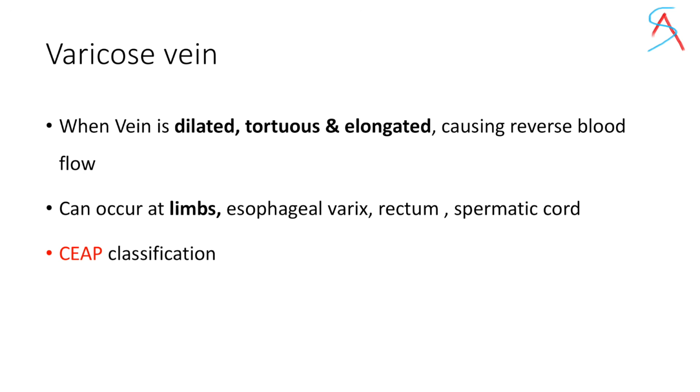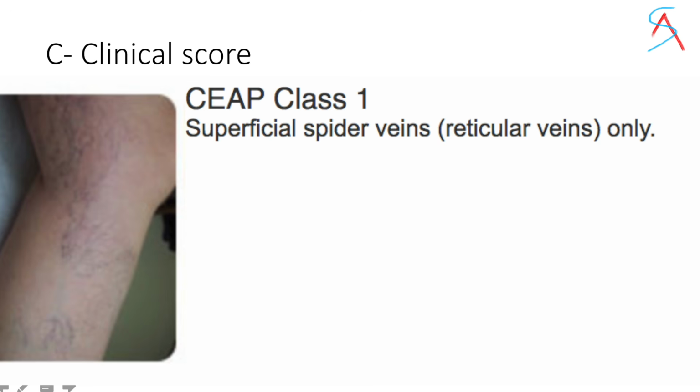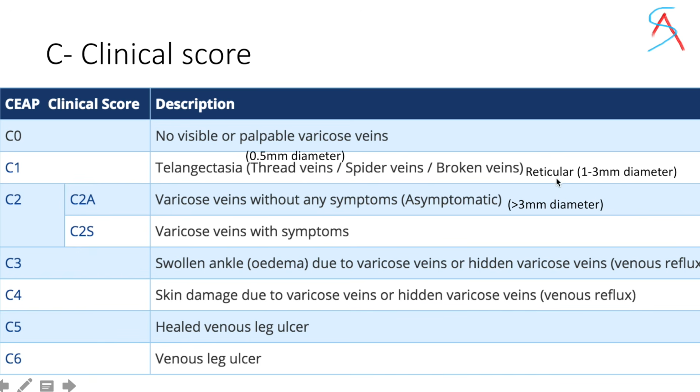The most important thing before we go on to history and examination, I would like you to know the CEAP classification. You can forget anything, but don't forget the C because it will tell you everything about varicose vein. The C stands for clinical score. C0 is no visible or palpable varicose vein. C1 is small telangiectasia or thread veins. Thread veins have a diameter around 0.5 millimeter, or there could be reticular veins. Reticular veins have a diameter around 1 to 3 millimeter.